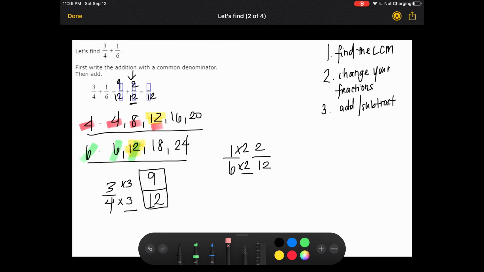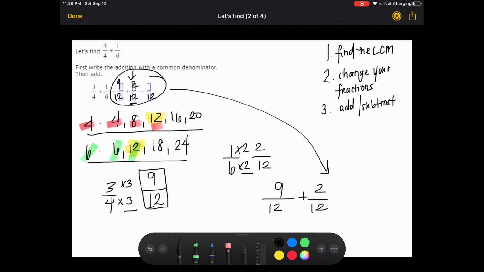Okay. So with that, I then am going to go and I'm going to add everything together. So I'm just going to write this over here just so you can see this a bit better. So it says 9 twelfths plus 2 twelfths equals what over 12? Okay, so 9 plus 2 is indeed 11, and this is the answer to my question.